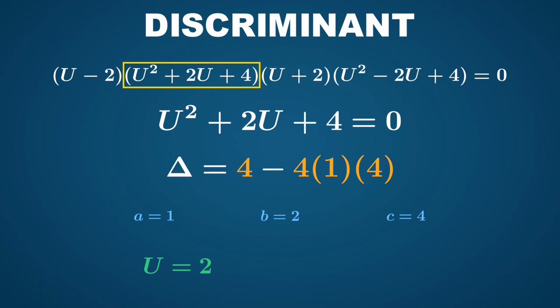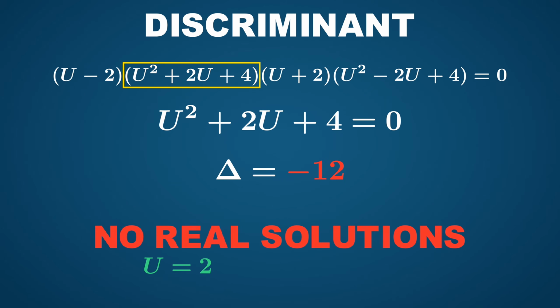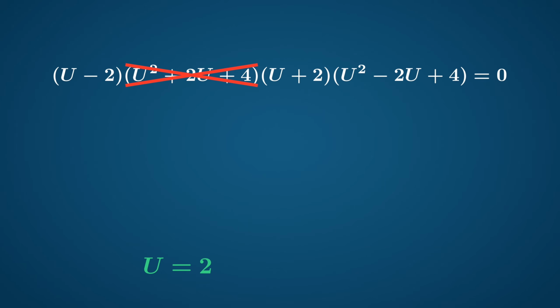We must square the middle value, which is 2 squared, giving us 4. We then multiply 4 times 1 times 4 for the second subtracted part. Multiplying 4 by 1 by 4 gives us the integer 16. We subtract 16 from 4, which results in exactly negative 12. Since the discriminant is negative, there are absolutely no real solutions. We can completely ignore this quadratic factor going forward.